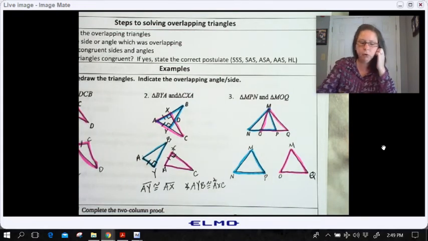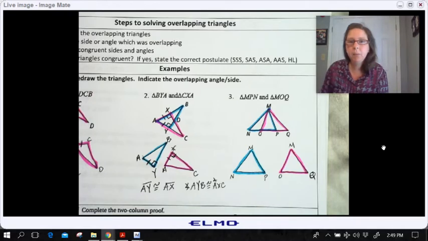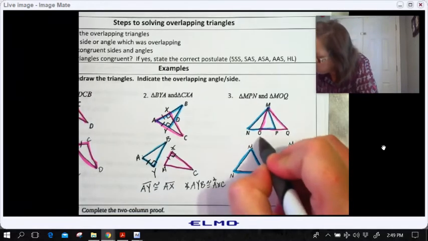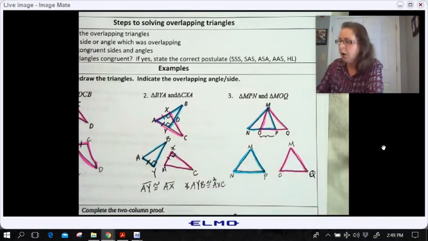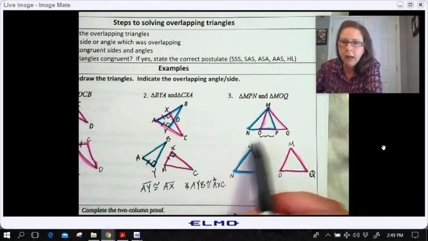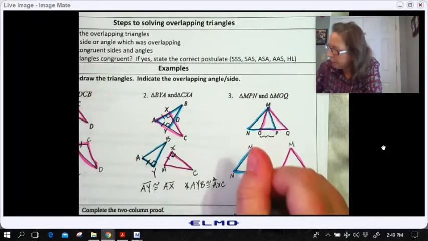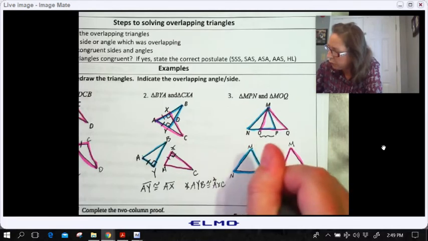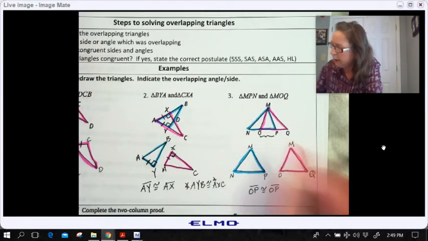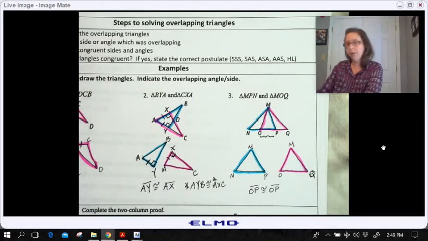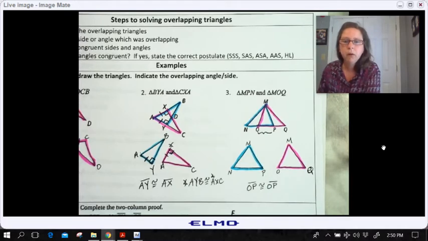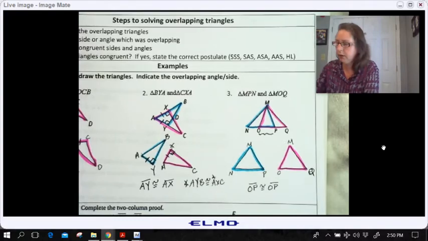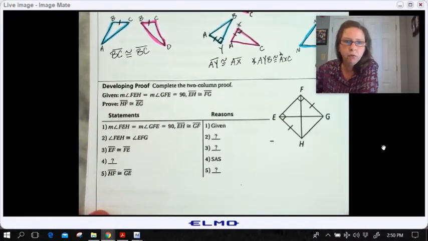So what kind of congruency statement can I say about this triangle? Well, right in here, O to P overlap. So I can say OP is congruent to OP. And that's it. That's all that I know for sure that I can actually say. Okay, awesome. So we've practiced separating triangles. Let's go ahead and look at a proof of one from start to finish, okay?